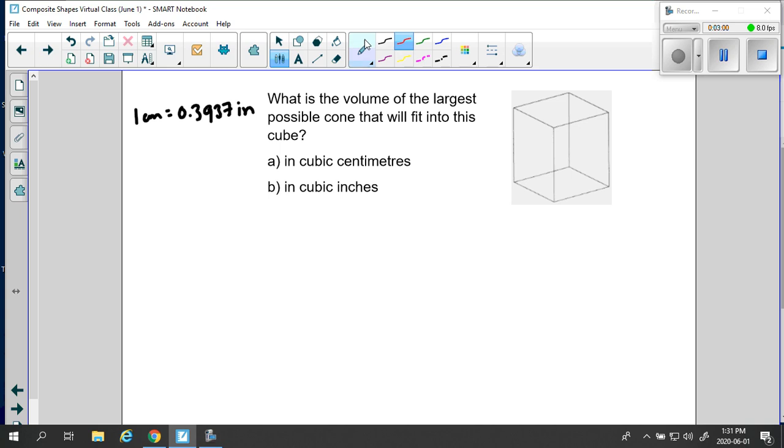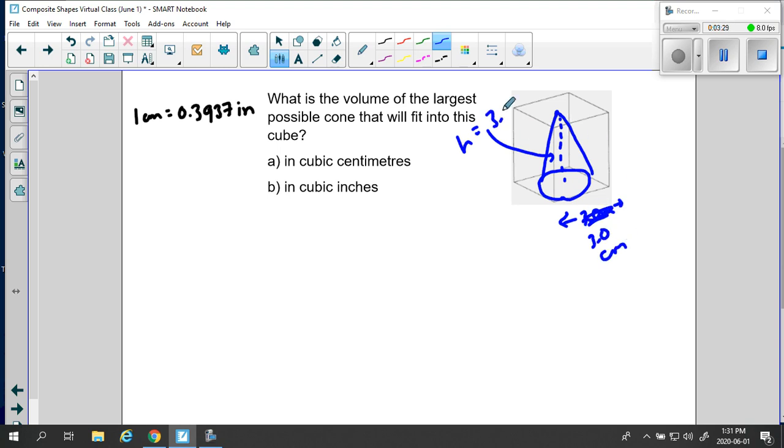What is the volume of the largest possible cone that will fit into this cube? So I'm going to draw the cone, hypothetically. It's got a base, and then it has a height, and the height of the cone is maximally the height of the cube. So this height is going to be, oh, they have to give you a height. I did have it. I just erased it. So let's just say it's 3 centimeters. Okay, so the height is also 3 centimeters on the top here.